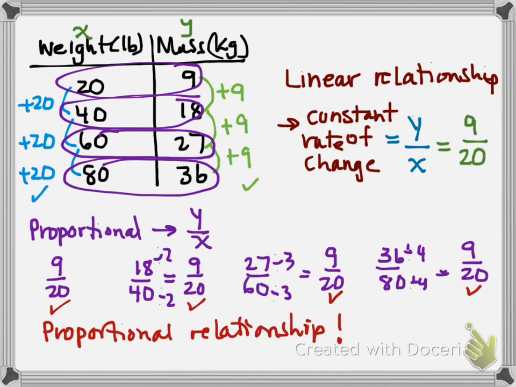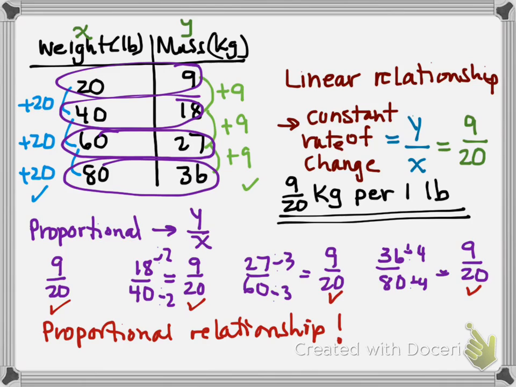Okay? So our constant rate of change, and by the way, we could write it this way, is that there's 9/20 of a kilogram per 1 pound. Now, when you get into your science classes in high school, you're going to learn the conversion a different way, and you're going to learn what 1 kilogram is, because it's an easier way of doing it, and it equals approximately 2.2 pounds. So you're going to be doing conversions between pounds and kilograms when you're in your science classes in high school. Okay?